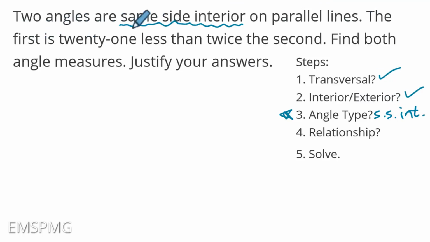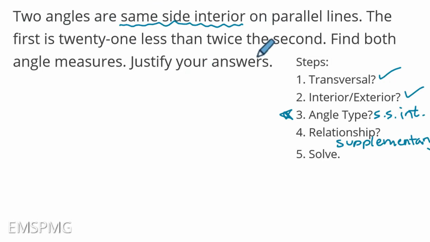The first one is 21 less than twice the second angle. Find both angle measures, justify your answers. At this point, I need to know some information about same side interior. That's why step number 4 says, what is the relationship? What do same side interior angles do if they are on parallel lines? Same side interior angles on parallel lines are supplementary. They are not congruent. This is the only type that are supplementary. Supplementary means adds up to 180.